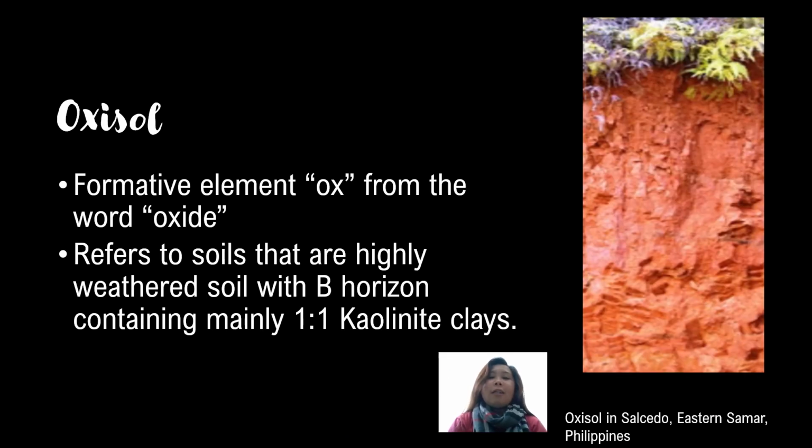Our next soil order is oxisol. It has a formative element "ox" from the word oxide. This refers to soils that are highly weathered with B horizon containing mainly 1:1 kaolinite clays. An example of oxisol is found in Salcedo, Eastern Samar in the Philippines.